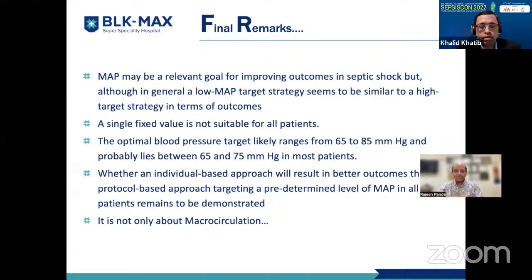So as of now, ladies and gentlemen, 65 to 75 would be a prudent approach. But I will not disagree with those who would go for a higher MAP in patients who are hypertensive. So the question is very much open as of now. Thank you very much.